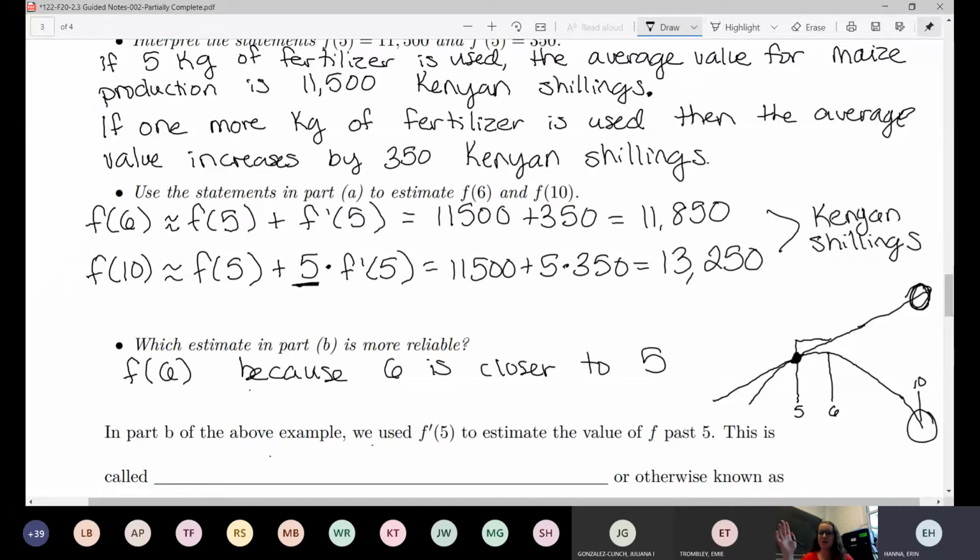So we need to be really careful with these estimates. We can estimate any value we want, but we also need to recognize that the farther we go, the worse it's going to get because we don't know exactly what the function is doing. So we need to be really careful there. So I'll leave that drawing in there, I guess.